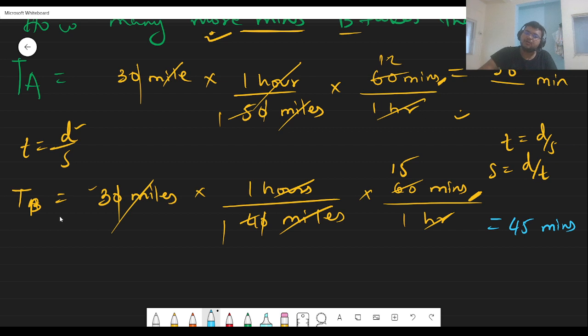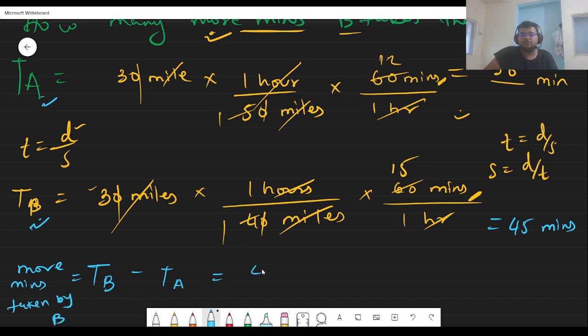Now it is asking how many more minutes B requires than A. So I can write TB minus TA equals the more minutes taken by B. 45 minus 36 will be 9. So car B requires 9 more minutes to travel 30 miles at a speed of 40 miles per hour than car A.